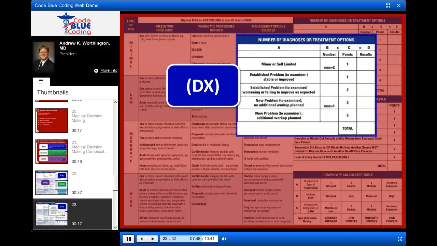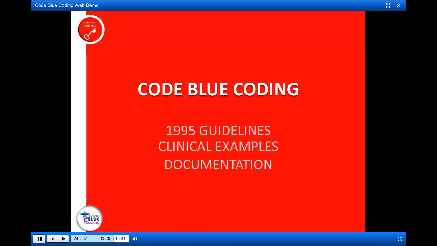This is the diagnosis table. We assign points to each of the presenting problems, established or new, stable or unstable, then add up the total and put it in the lower right box. In this section, we will review clinical examples to reinforce our Code Blue coding medical decision-making first system.